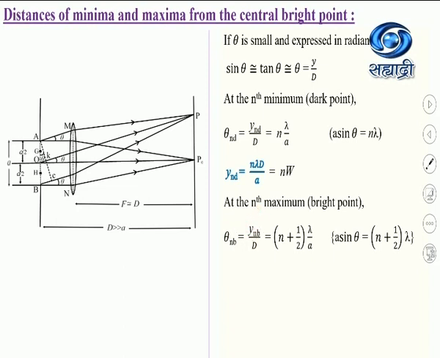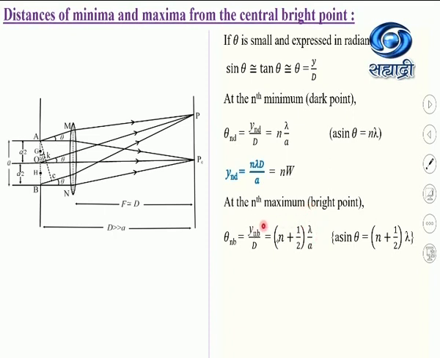But we have seen the condition for path difference between the extreme rays for bright point as a sine theta is equal to (n plus half) into lambda. Again, as theta is small, we take a theta is equal to (n plus half) into lambda. And therefore, theta becomes equal to (n plus half) into lambda by a.